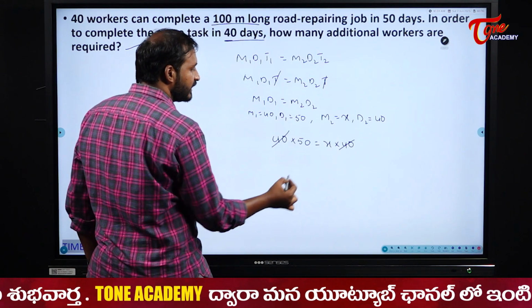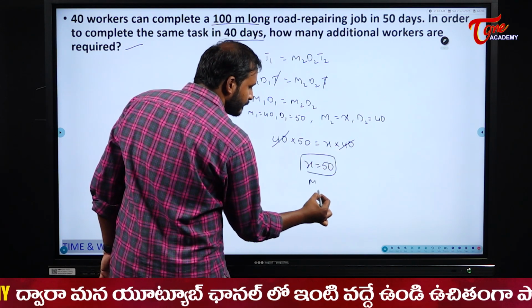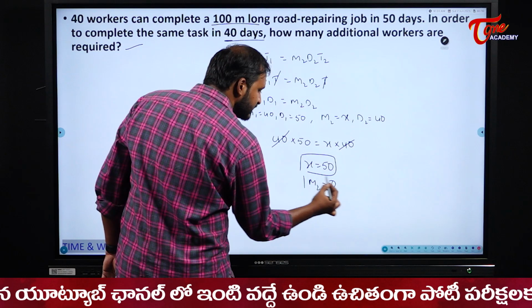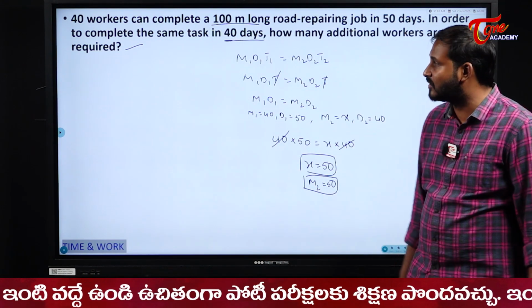Simple, 40 will get cancelled. What is the X value here? 50. That means M2 is here how much? 50. But is this our final answer? M2 is 50. Okay, good. But is this our final answer? No, it is not our final answer.